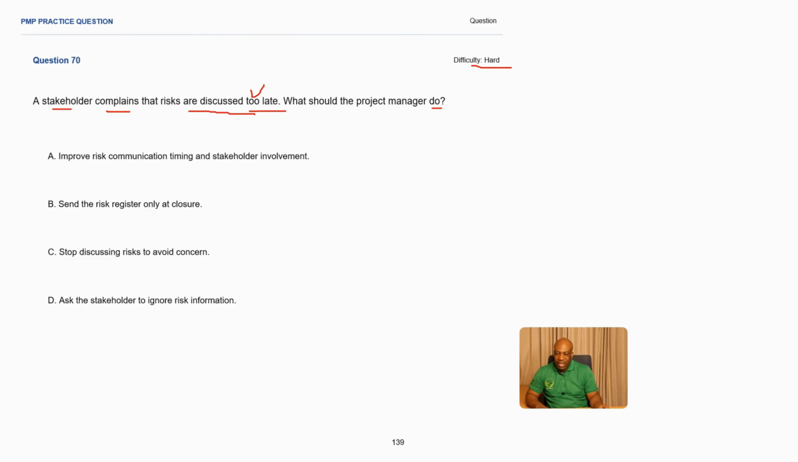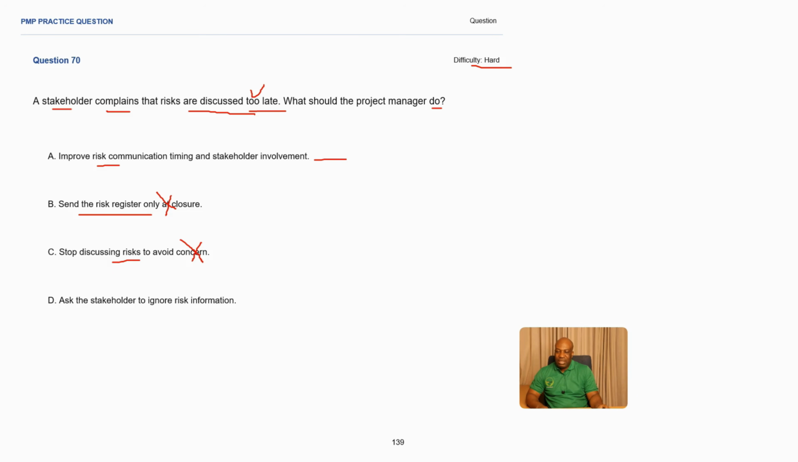Okay, so A, improve risk communication, timing, and stakeholder involvement. Okay, makes sense because you are improving risk communication here. Send the risk register only at closure. This is not how you behave in a project environment. The risk register is supposed to be updated and reviewed continuously throughout the project, making this one an incorrect answer. Stop discussing risks to avoid concern. You cannot stop discussing risk. Every project, I'm yet to see a project which doesn't have a risk from my experience. So it means you have to discuss risk, making this one an incorrect answer.